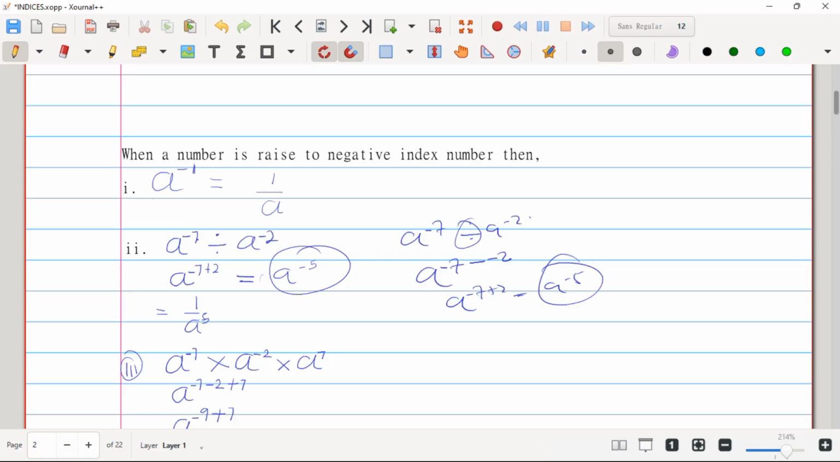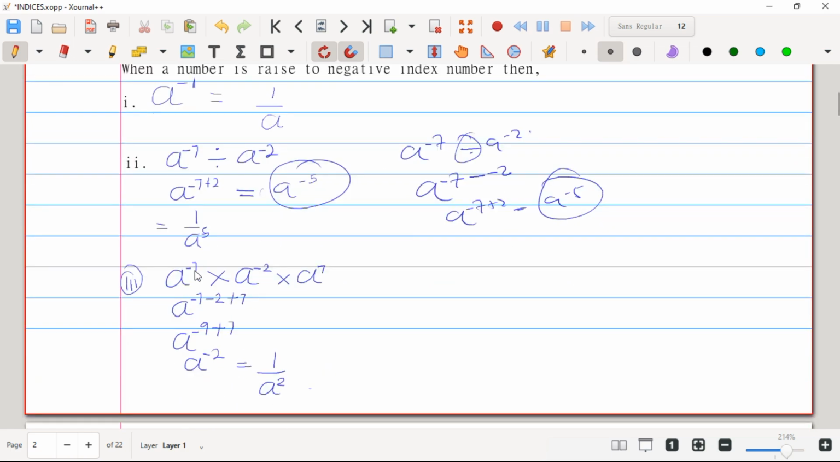A raised to the power 5, right? As we can see there. And then we have our next example. As you can see, it is following the example that we just saw.